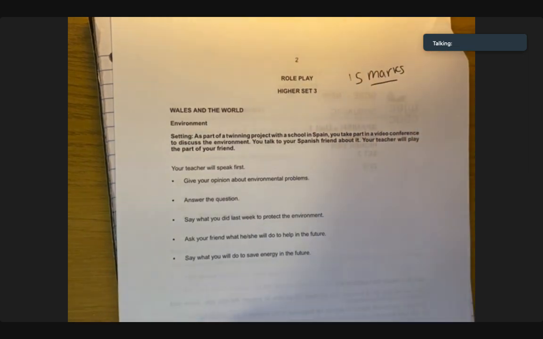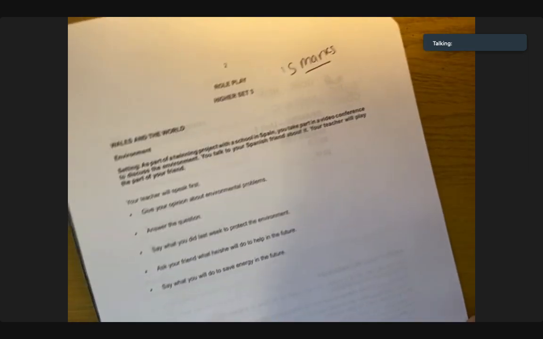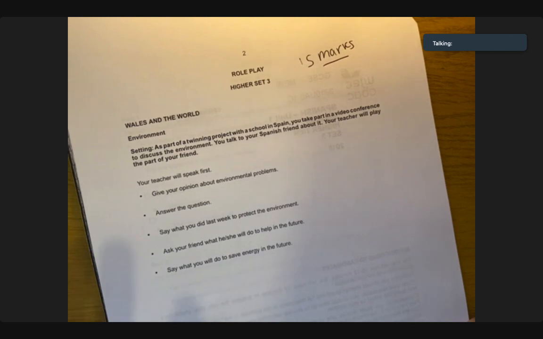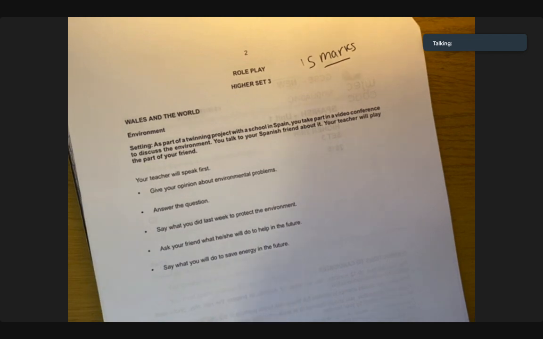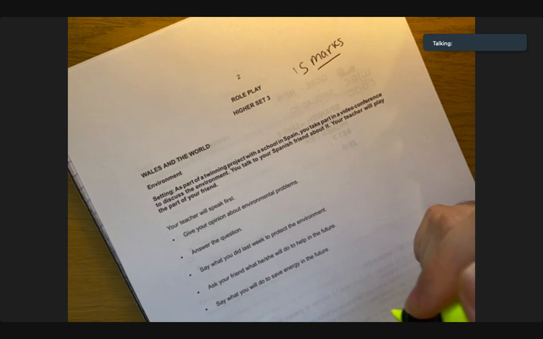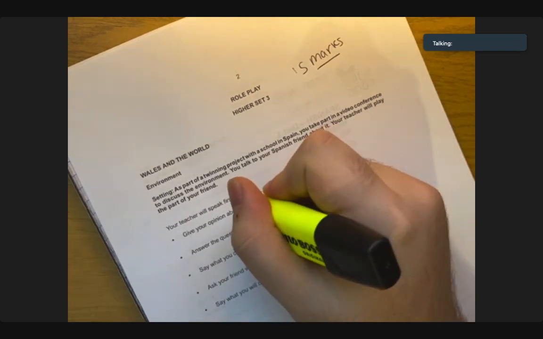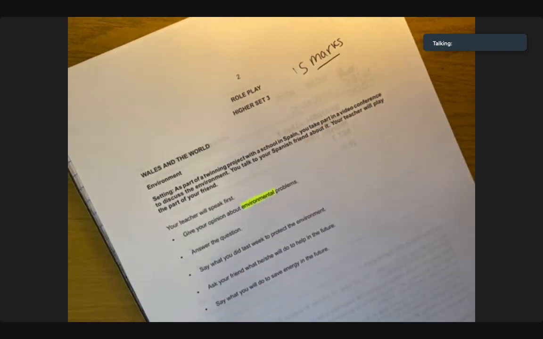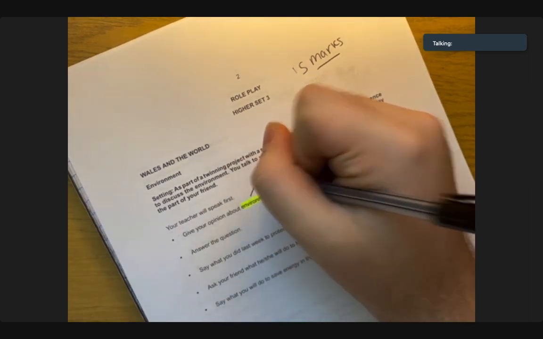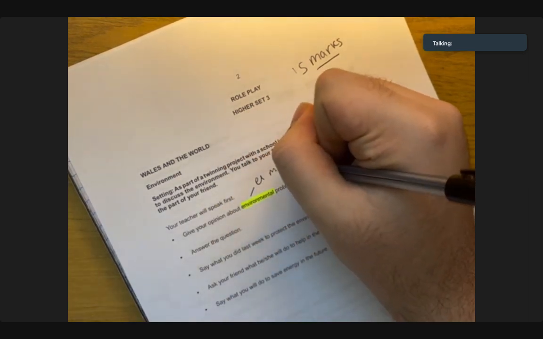And the roleplay is the easiest one to get full marks in, because you say what the question's asking you and you shut up. You don't need to say anything else. So let's go through it and highlight the keywords that we're going to be needing. So the first thing is environmental. So instantly we know that this roleplay is going to be about el medio ambiente, which is the environment in Spanish.